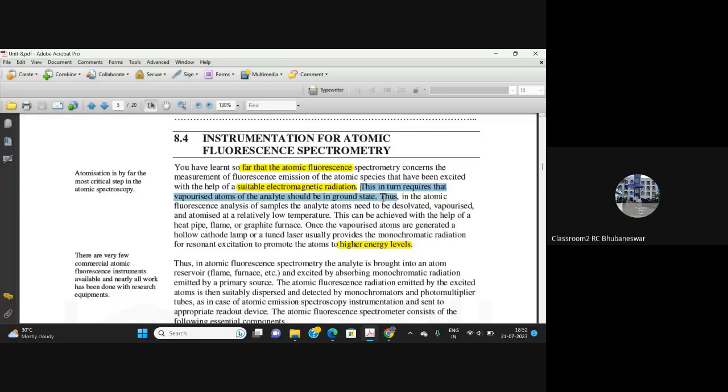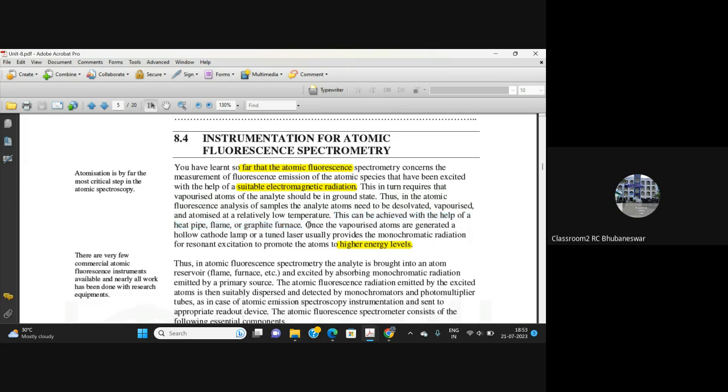So thus, in the atomic fluorescence analysis of samples, the analyte atoms need to be desolvated, vaporized and atomized at a relatively low temperature. That process is done, then only electromagnetic radiation will come into the picture, then excitation will happen. This can be achieved with the help of a heat pipe, flame, graphite furnace, or any atomization process.